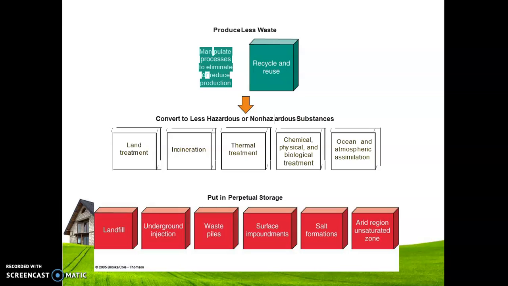Okay. So this is how we can produce less waste: by manipulating the process, or recycle and reuse. Okay, so convert to less hazardous or non-hazardous substances. So maybe land treatment, incineration, thermal treatment. So these are the methods.